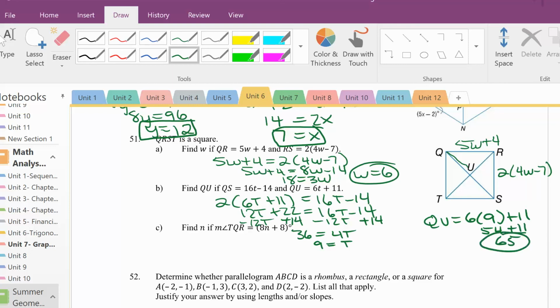All right, then last it says find the n if the measure of angle TQR is 8n plus 8. Well, that's also a right angle, so 8n plus 8 equals 90. 8n equals 82. So when you divide by 8, you get n equals 10.25.